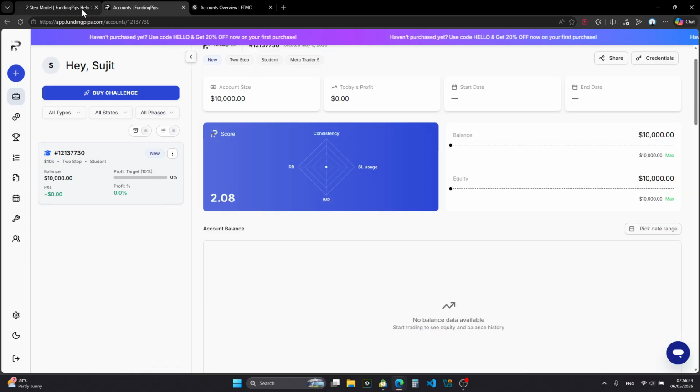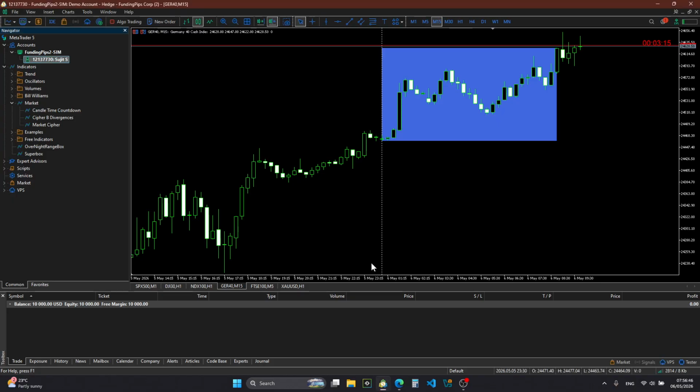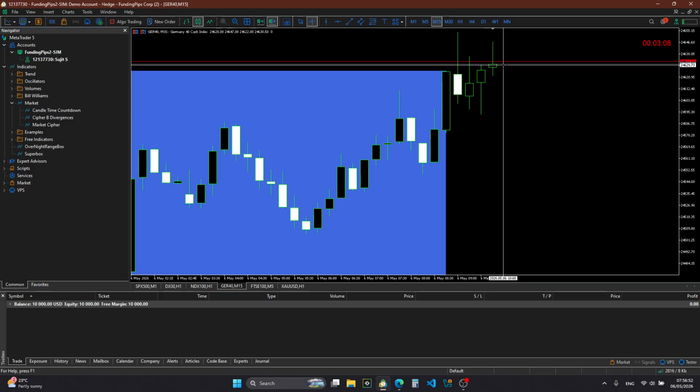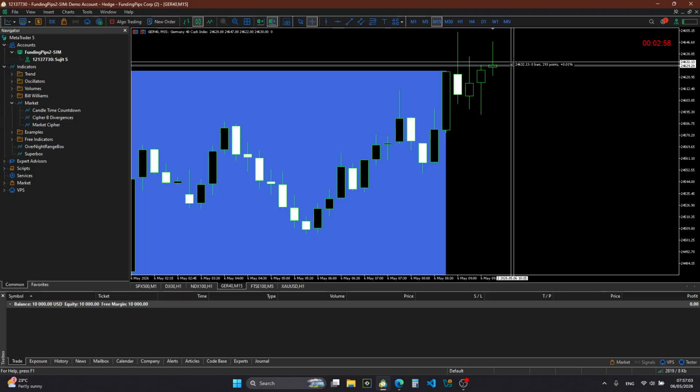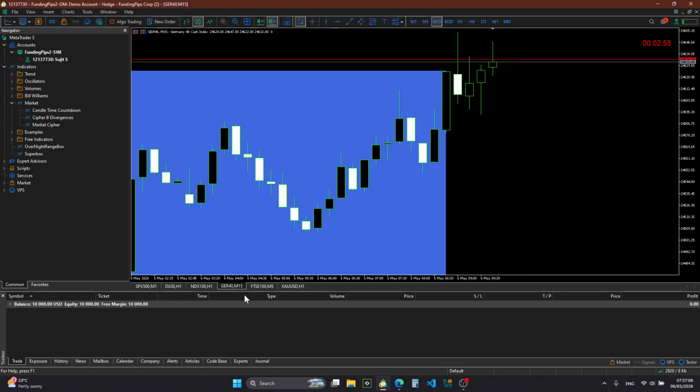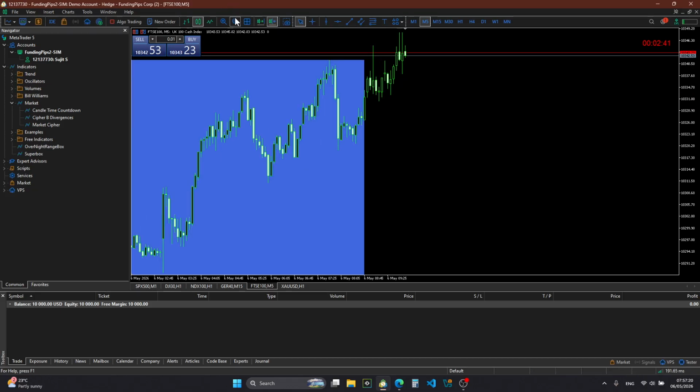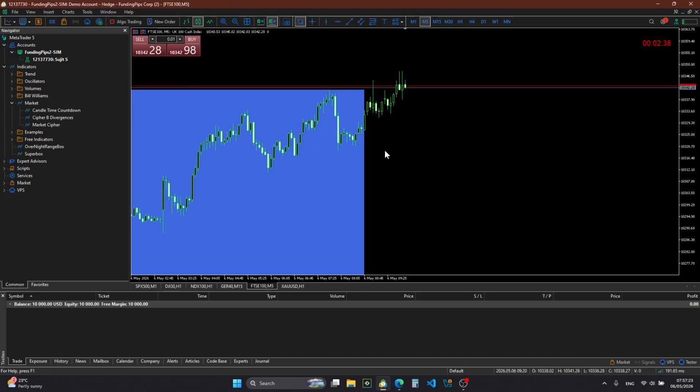Variable leverage, but the spread is way better. FTMO used to have at least $1, but here it's 0.018, 0.29. If we see it, it's just about 0.60, which is less than $1. It's a really good spread, but it's a variable spread, so I don't know.